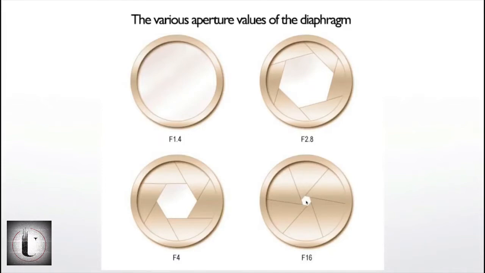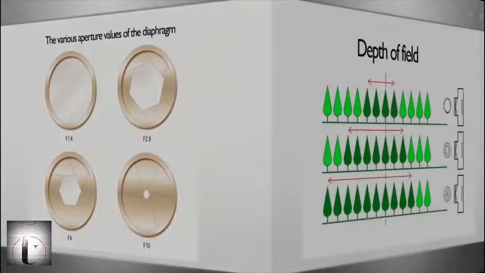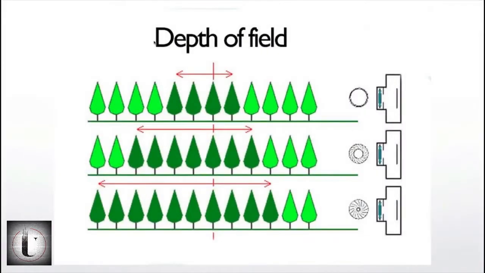Now, what does it do to have a big or a small aperture? Well, it handles what we call the depth of field. The depth of field is, this drawing is taken from the side. You have the camera, you have the aperture, and you have these trees. The very light green trees are blurry, they are not sharp. The trees which are dark green are very sharp, and the trees again are not sharp.